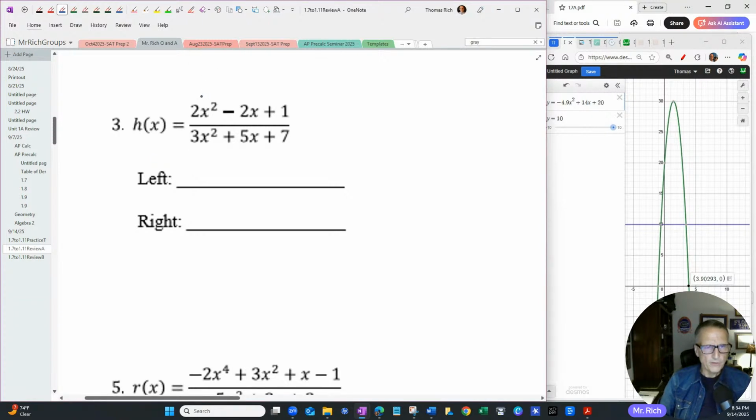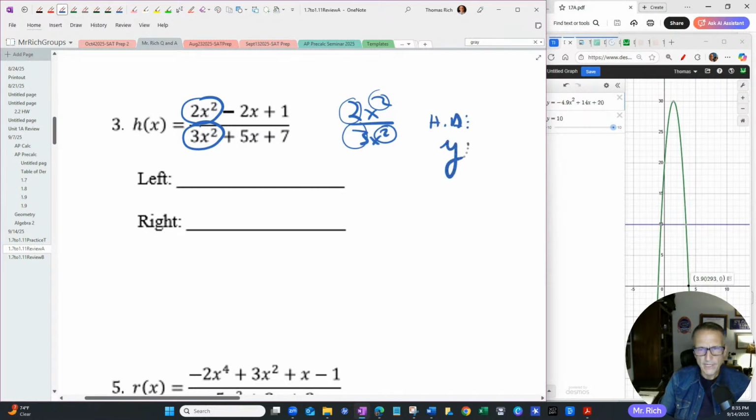Now, what we did in Algebra 2 is we said that we want to look at the highest degree terms on both the top and bottom, and that's going to dictate whether we have a horizontal asymptote. So the highest degree terms here are 2x squared over 3x squared. And when we have the same degree on the top and bottom, then we know that we are going to have a horizontal asymptote at the ratio of the coefficients. So there is going to be a horizontal asymptote for this function at y equals 2/3.